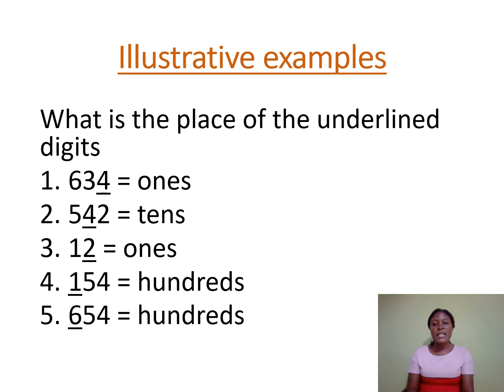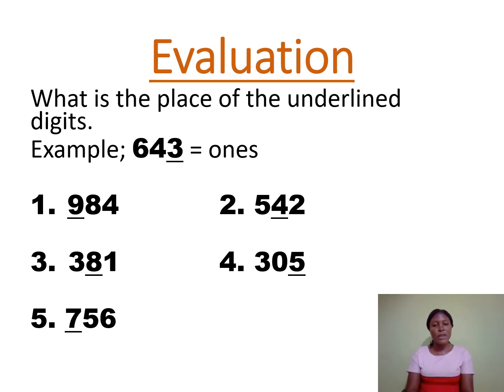So I hope this illustrative example has given you a fair understanding about a place when it comes to numbers or digits. Let's carry on. Let's look at this evaluation. What is the place of the underlying digits? We have examples like 643, where the underlying number or digit is 3, and we have the answer to be ones.